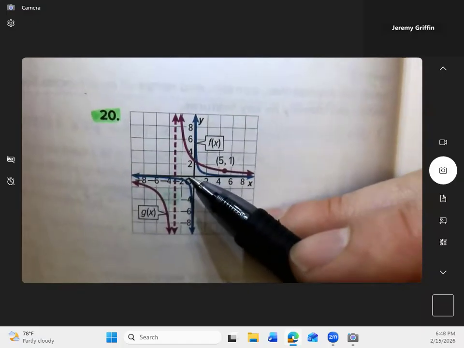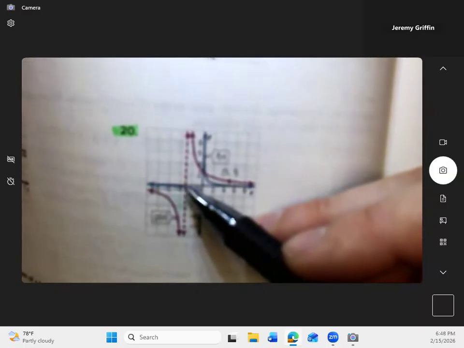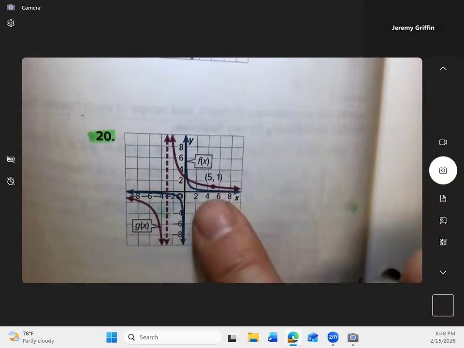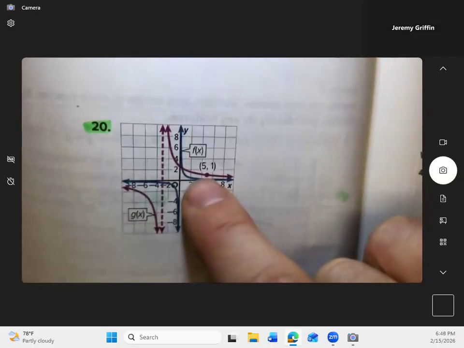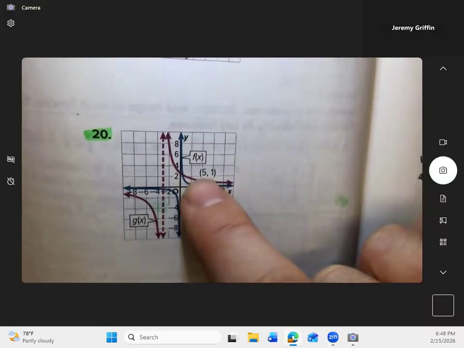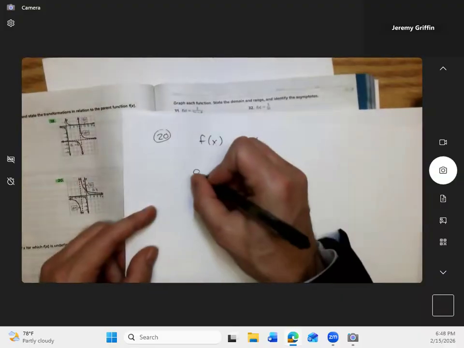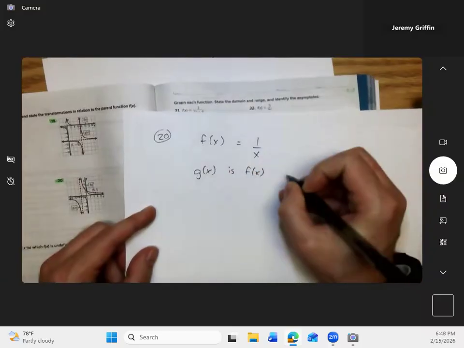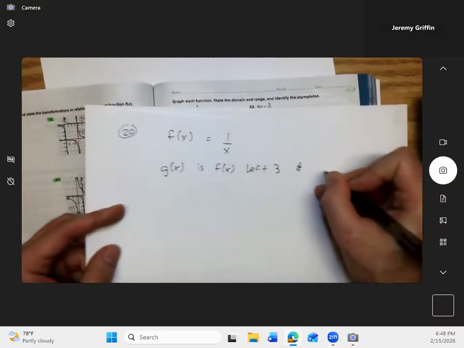Let's look at the asymptotes to see where it shifted. It looks like it shifted left 3. I think it has the same horizontal asymptote as before, so it didn't shift up or down, but it was stretched vertically, because it goes through the point 5, 1. So g of x is f of x shifted left 3 and also stretched.